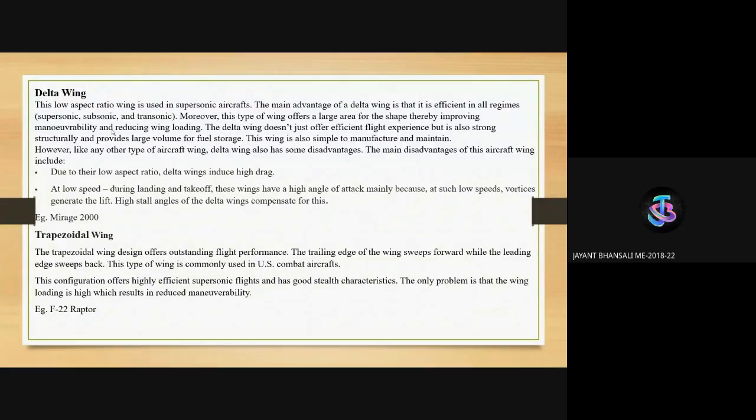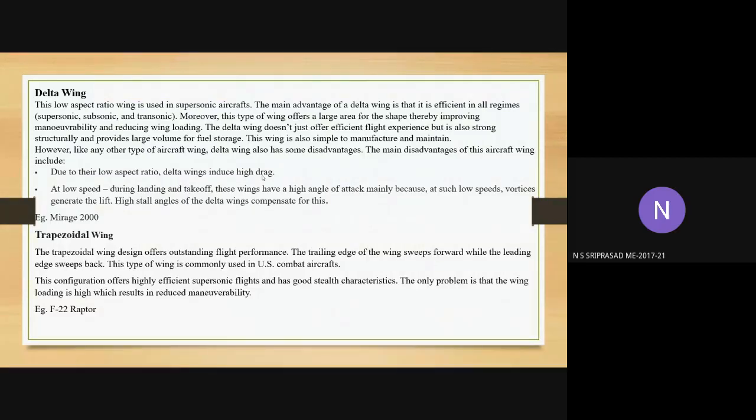So the delta wing is a triangular wing, I told you, and it is meant for supersonic, subsonic, transonic flight. Now, the main disadvantage of this particular aerofoil is the low aspect ratio. Delta wings always increase the drag. So whichever planes usually have a delta wing, they use really powerful engines to get rid of that induced drag. At low speeds during landing and takeoff, these wings have a high angle of attack, mainly because at such low speeds vortices generate the lift.